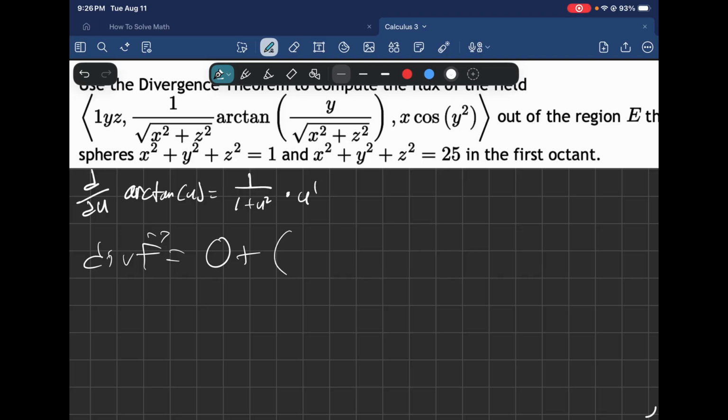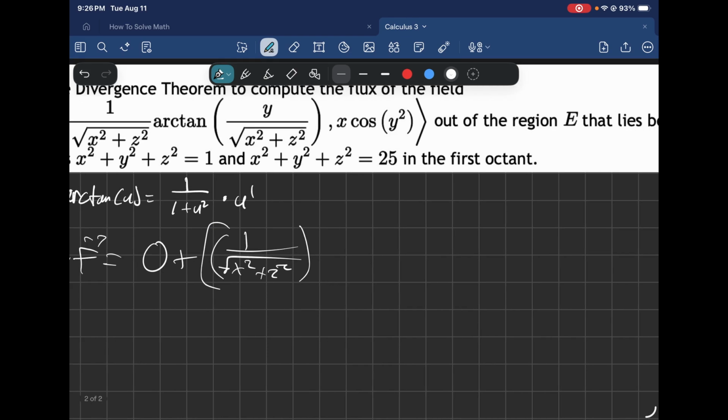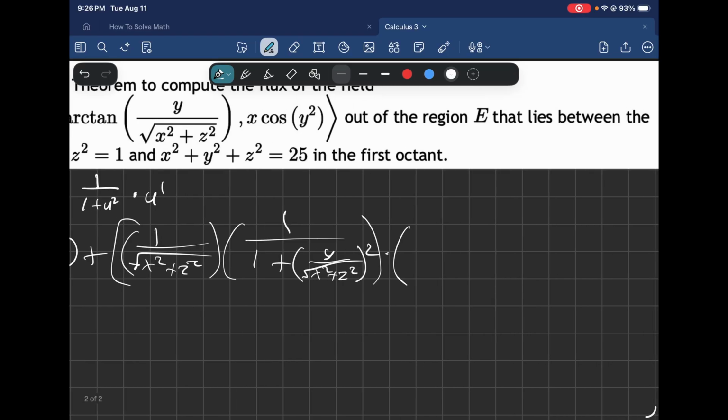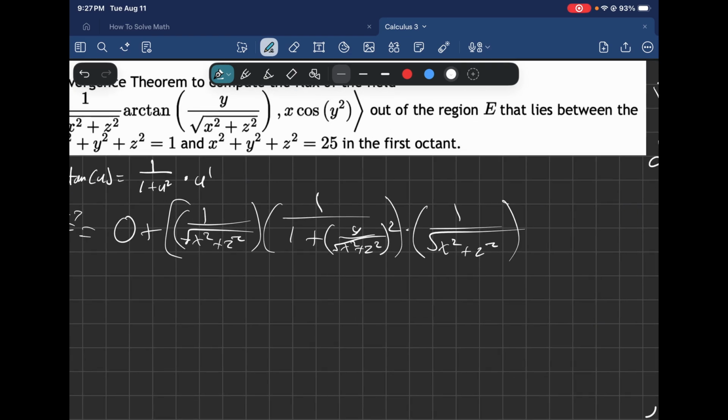So we can write this as 1 over x squared plus c squared, and let's not forget the square root, times the derivative of arctan of u, where u is just y over the square root of x squared plus c squared. So this is going to be 1 over 1 plus y over the square root of x squared plus c squared, squared, times u prime, which, since we're doing a partial derivative with respect to y, is going to be 1 over the square root of x squared plus c squared. And we got that done.